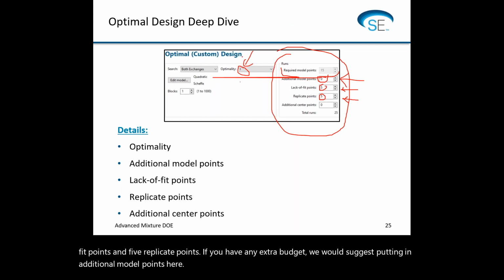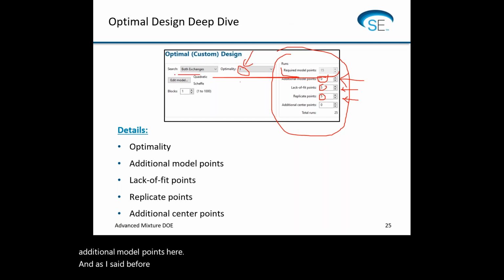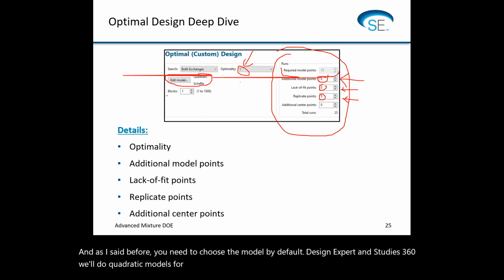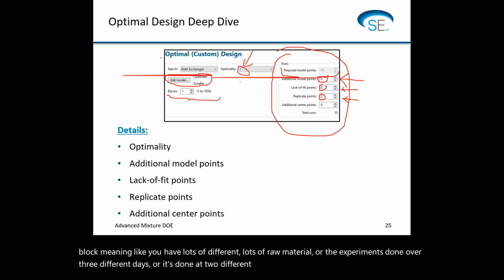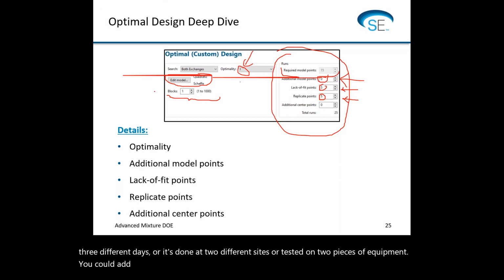Okay, and as I said before, you need to choose the model. By default, Design-Expert and Stat-Ease 360 will do quadratic models for mixture experiments. If you're in a situation where you want to block, meaning you have lots of raw material, or the experiment's done over 3 different days, or it's done at 2 different sites, or tested on 2 pieces of equipment, you can add blocks here.